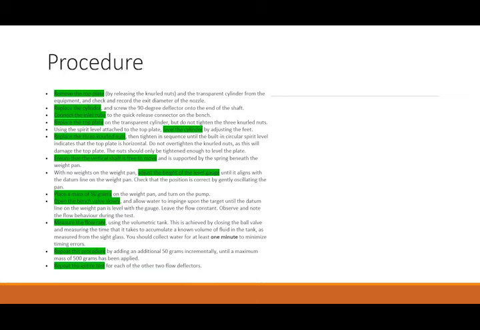First and foremost, we will remove the top plate. Then we replace the cylinder, connect the inlet tube, replace the top plate on the transparent cylinder, and then we level the cylinder by adjusting the feet. Replace the 3 nuts, ensure that the vertical shaft is free to move. Next, we adjust the height of the level gauge. Place a mass of 50 grams on the weight pan. So our mass that we use is 50 grams.